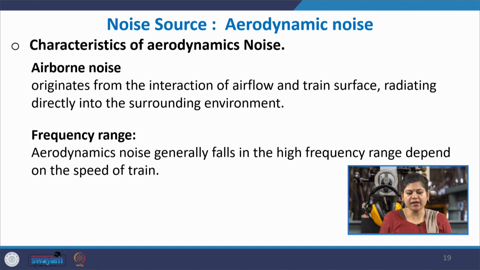So what are the typical characteristics of this aerodynamic noise? Firstly, most of it is airborne noise. As the name suggests, aerodynamic noise is created by turbulence in the airflow over the structural components, and it directly radiates into the atmosphere. So it is fully airborne noise. It originates from the interaction of the airflow and the train's outer surface, and it radiates directly into the surrounding environment. What are the typical frequency ranges? The aerodynamic noise generally falls in the high frequency range, depending on the speed of the train.